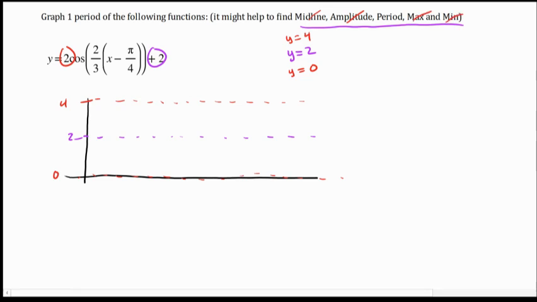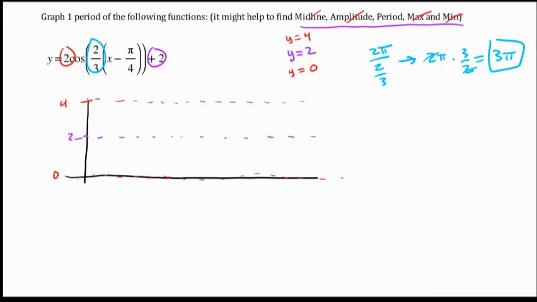Now we just have to deal with the period. The period here is determined by the b value. So we do 2 pi divided by the b value, which we multiply by the reciprocal, and we see that these cancel. 3 pi is our period. So our period is 3 pi, meaning we travel 3 pi units, and then that function is going to start to repeat.